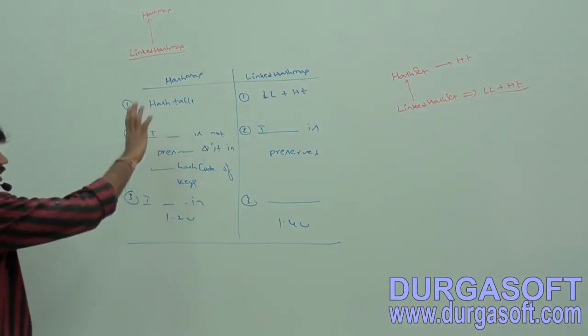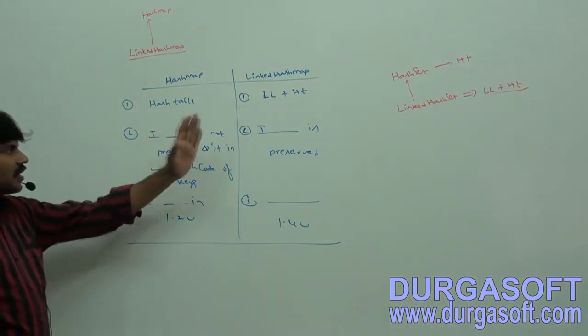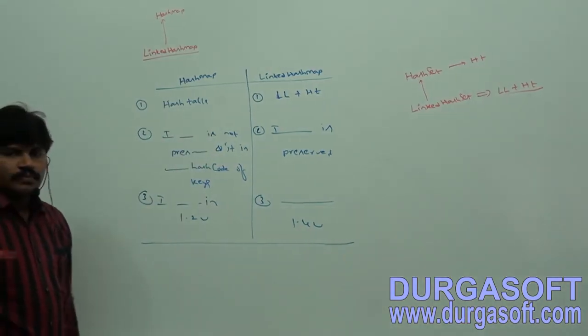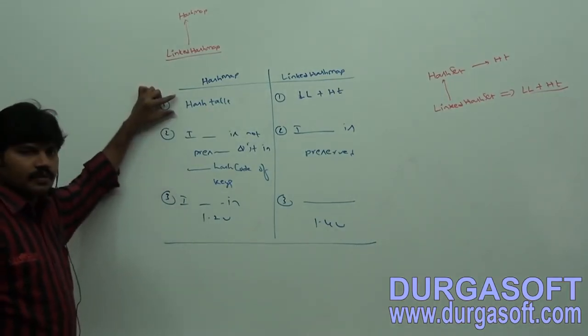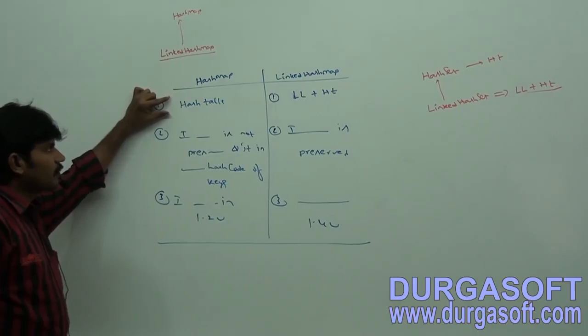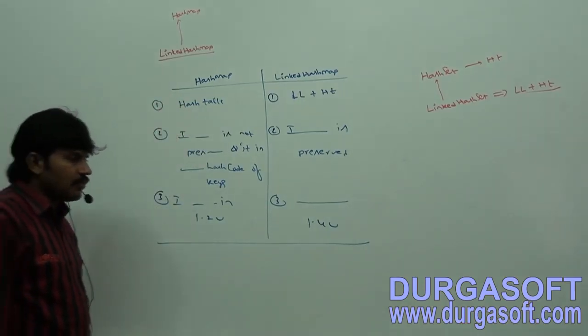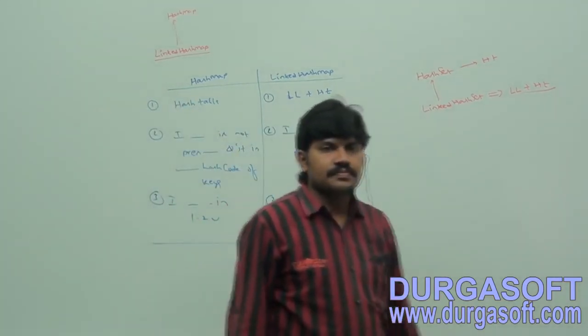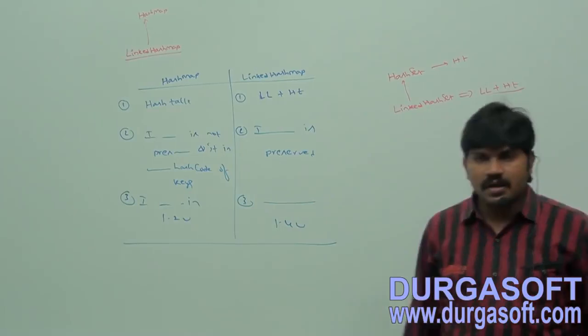Okay, take this one: hash map, linked hash map. First one, hash map. Second one, linked hash map. Take the table. I will dictate the points anyway. First column hash map, second column linked hash map.